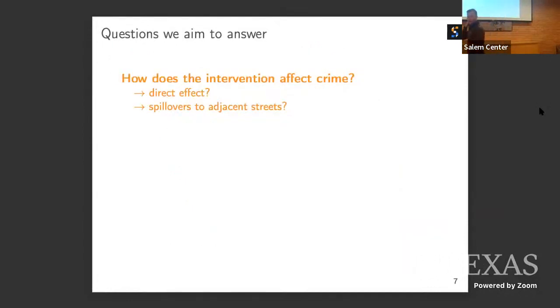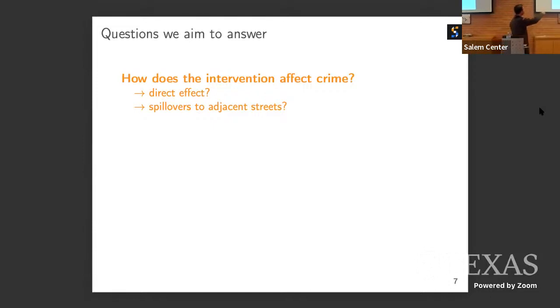So questions we aim to answer. All right, so there's this kind of obvious question. Let's call it the direct effect question. Did this treatment decrease crime on the streets that were patrolled at a greater frequency? Okay, so that's trying to figure out the direct effect.